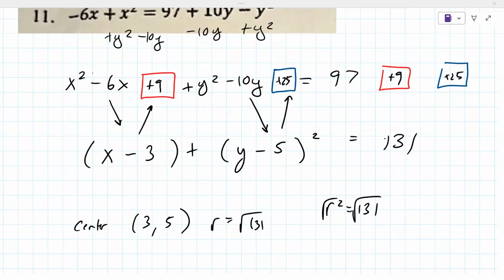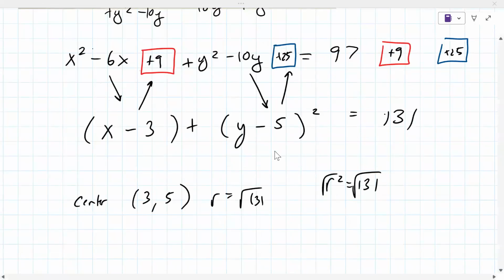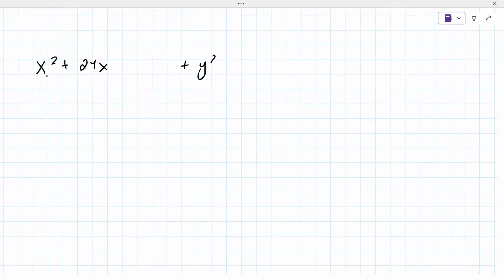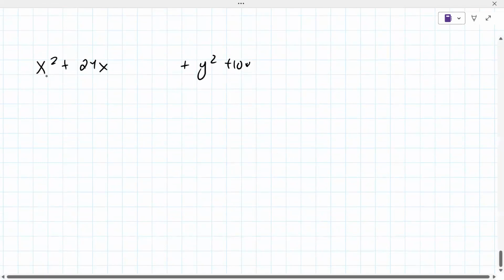All right, any questions on that? No, makes sense. All right. So before we go on to 10, which is actually the most difficult, I don't know why they gave you that, let's have you try one on your own here. X squared plus 24x, y squared plus 10y equals negative 160.